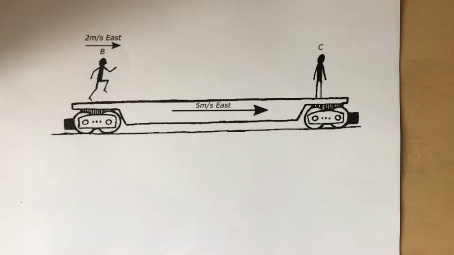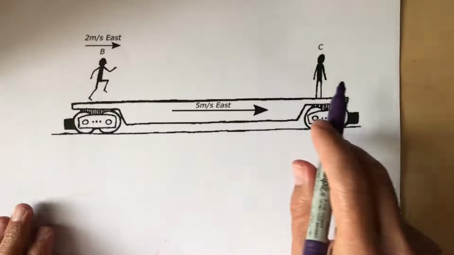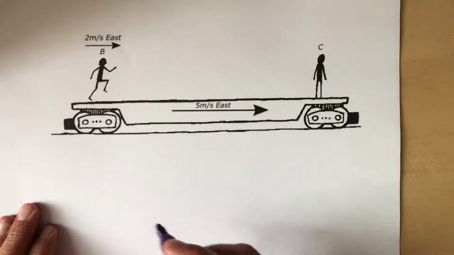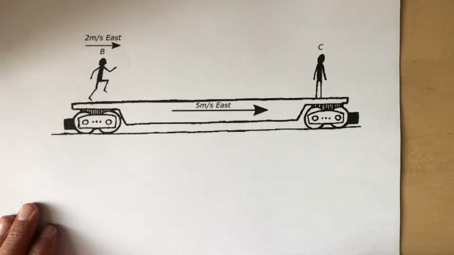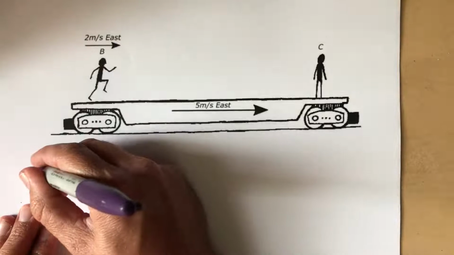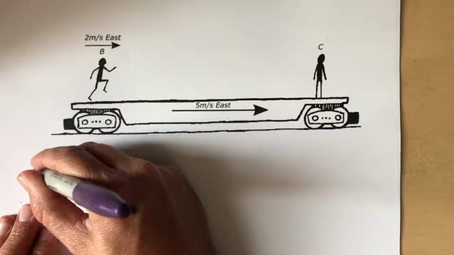So let's do this one. It's talking about Blake and Carlos, and Angela's watching from the side. The very first thing they ask you to do in part A is to do a motion map of Blake from Angela's point of view. And if you remember, those motion maps are those dots, kind of like we did with the buggy in the beginning. So let's do it from Angela's point of view.